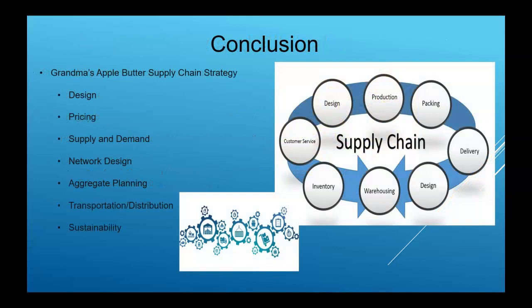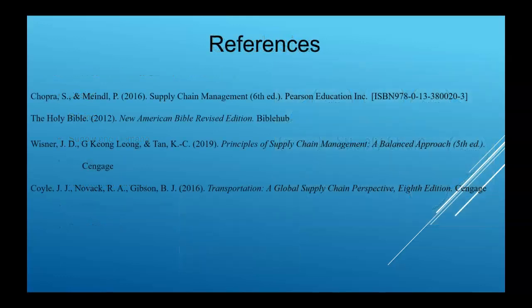So thus far, we have discussed Grandma's Apple Butter supply chain design as well as their strategy. We also discussed their supply network, the manufacturing strategy, aggregation strategy, and the transportation and distribution plan. And we ended with their sustainability plan. So below are the references regarding what was discussed today.